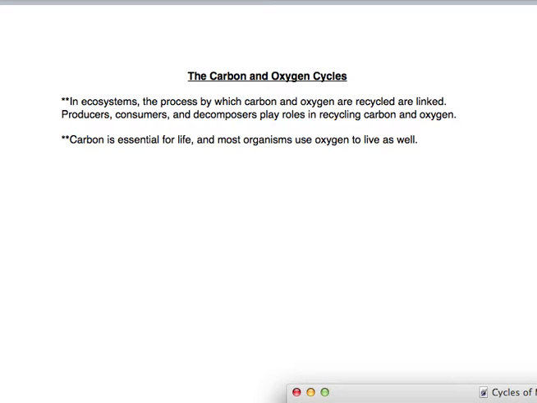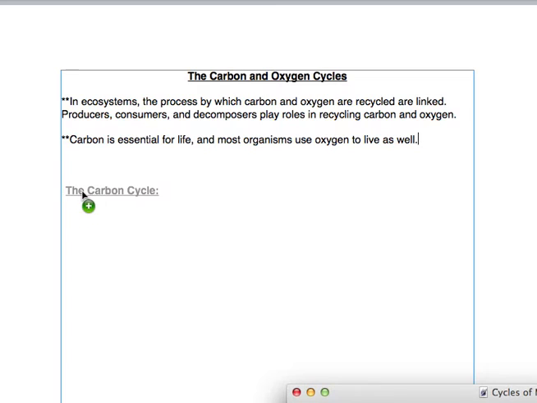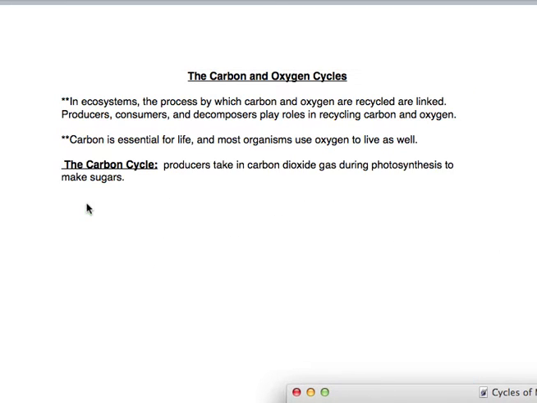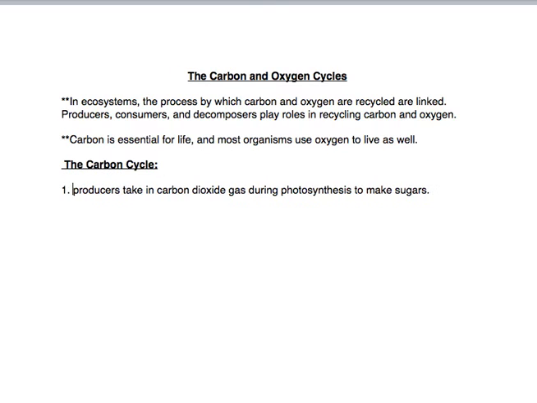The carbon cycle specifically looks like this. So let's put a little title here of what the carbon cycle is. What happens in the carbon cycle? Well, producers, such as flowers, any sort of plant, trees, take in carbon dioxide gas during photosynthesis to make sugars. And then when consumers eat the producers, they take the sugars that contain carbon and process them in their bodies.